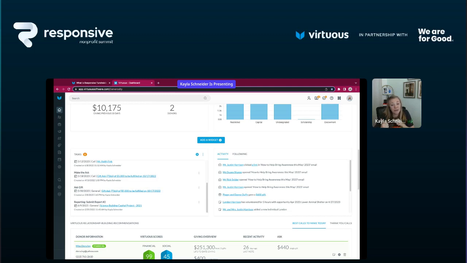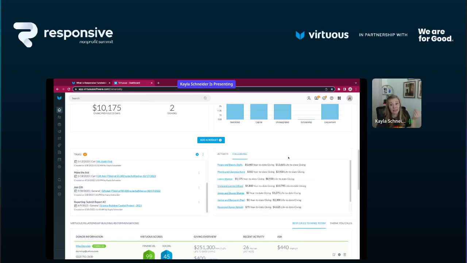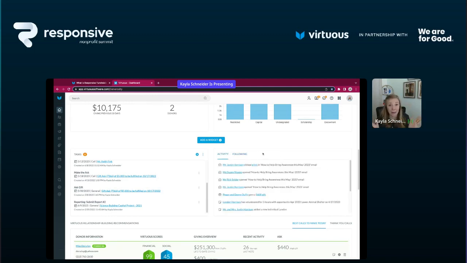The other side of the screen here is what we call our following piece. I like to think of it as a social media following. I get to follow specific people in the database. These are the people in the database that I need to make sure I'm following to a T. I want to know everything that's happening with them.